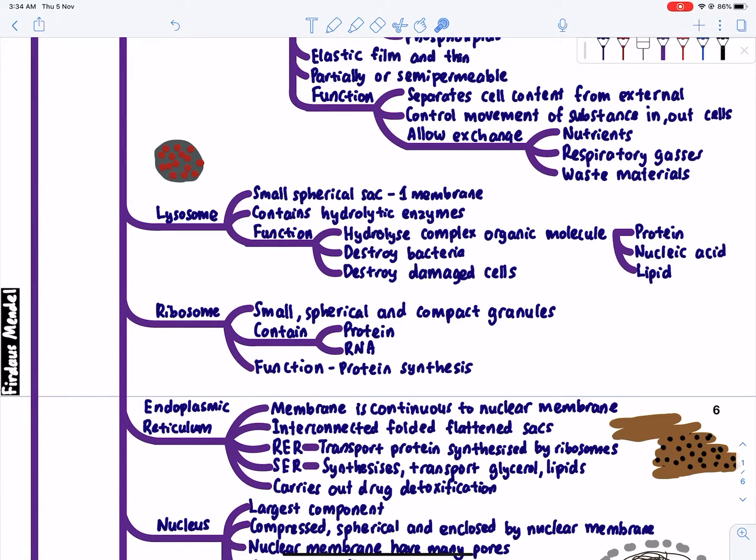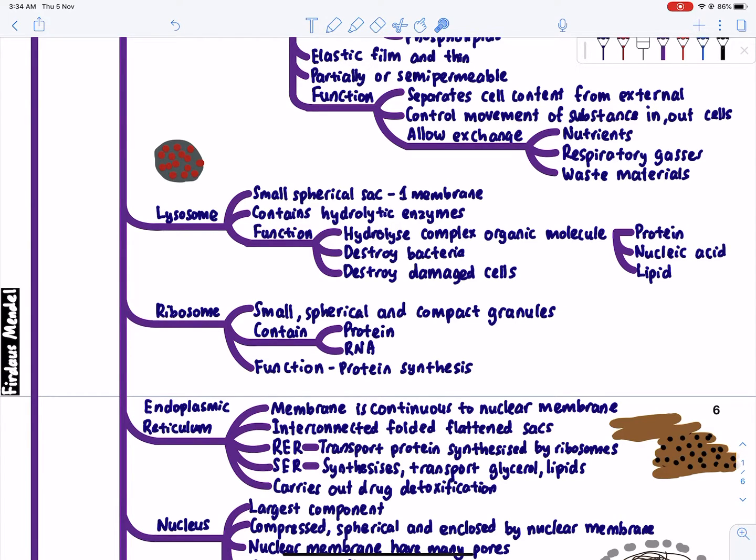The breakdown of complex organic molecules, for example protein, nucleic acid, and lipid. Some of the organelles, the old organelles or those that are already dead or worn out, are made of protein, nucleic acid, or lipid. They need to be broken down by this hydrolytic enzyme.